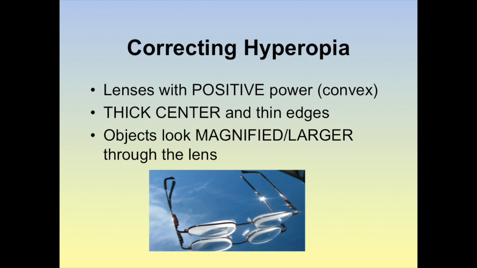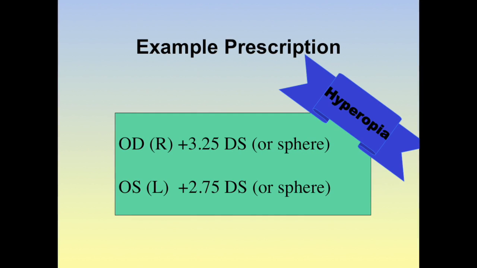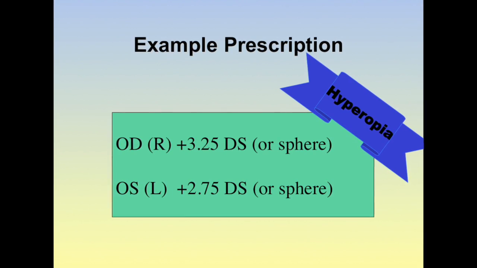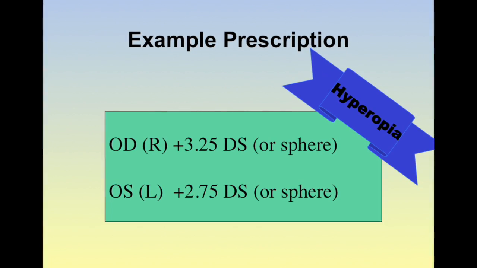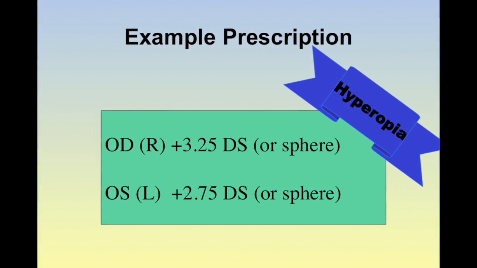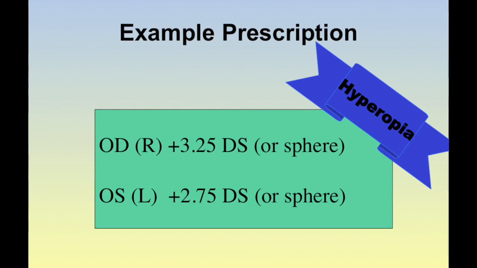So how do you correct hyperopia? So with the myopia, we use negative lenses. With hyperopia, we use positive or plus lenses. And the lenses tend to be thick in the center and thin at the edge. And objects that are seen through the lenses are magnified. A prescription for somebody who has hyperopia, now you're going to see plus signs. So for the right eye, we have an example prescription here of plus 3.25 sphere. Again, it's a single power. And for the left eye, or OS, we have plus 2.75 diopter sphere.